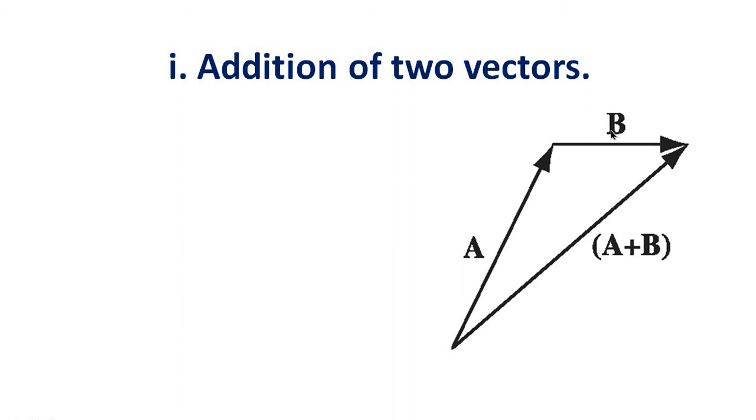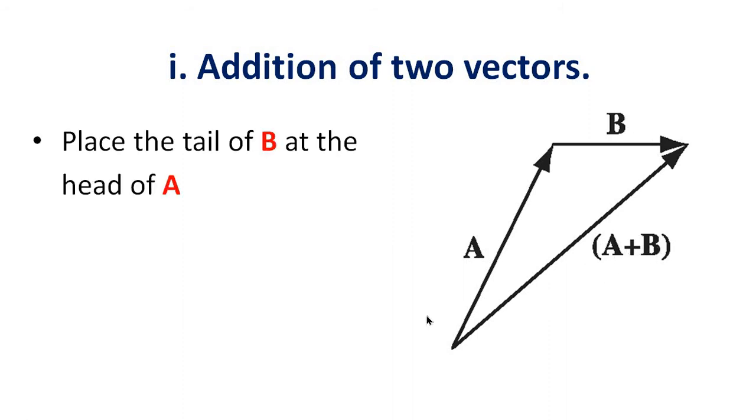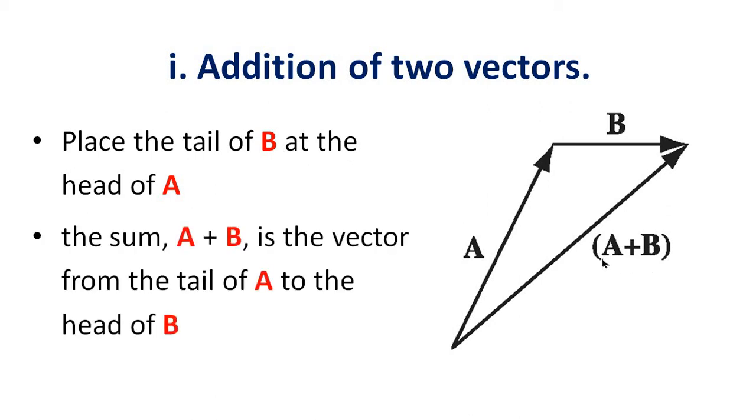This is the vector A and this is the vector B, and A plus B is denoted like this. If you want to add 2 vectors A and B, then place the tail of B at the end of A. Then A plus B is a vector from the tail of A to the end of B. So if you want to add 2 vectors A and B, we need to keep the tail of B at the head of A. Then the sum A plus B is the vector from the tail of A to the head of B.